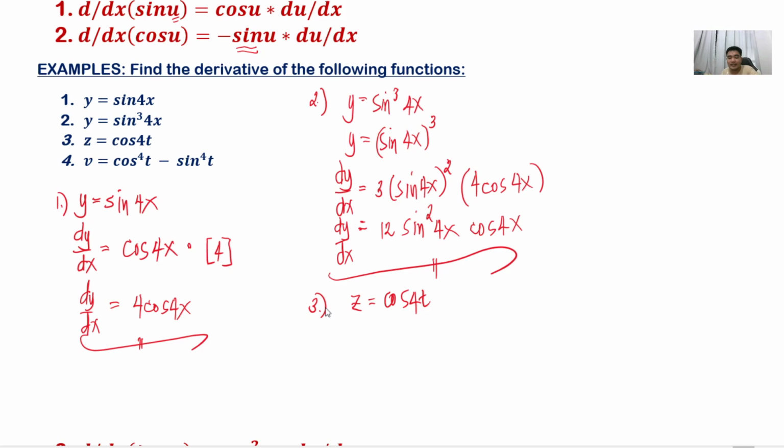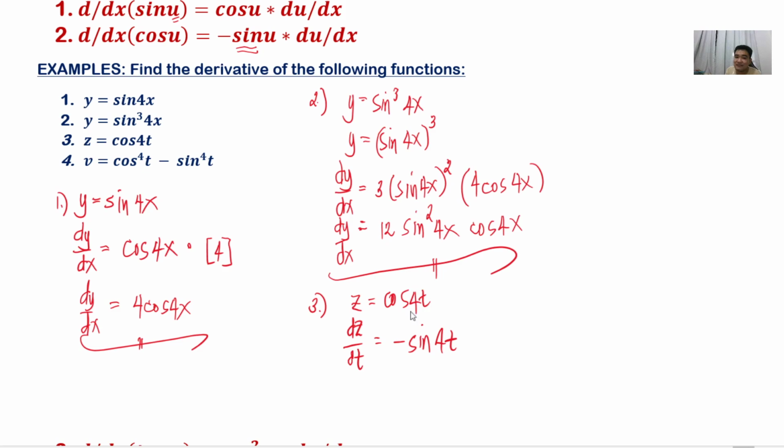Okay? So for this, ang kukunin mo naman dito is the derivative of the function z, so that is dz with respect to your variable t. Okay? With respect to t. So, that is cosine u. So, ang u natin is 4t. So, the angle is 4t. Okay? So, that is, derivative ng cosine is negative sine. Negative sine. And then, yung u natin is 4t. So, still negative sine 4t.